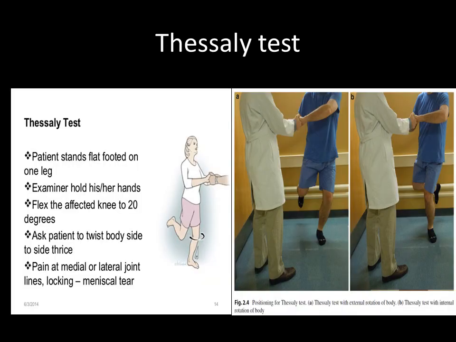Thessaly test. In this test, the patient stands flat-footed on one leg. The examiner holds his or her hands. This test is most sensitive and specific at 20 degrees of flexion. The patient is asked to internally rotate the body or externally rotate the body. Pain at the medial or lateral joint line or locking is suggestive of meniscal tear.